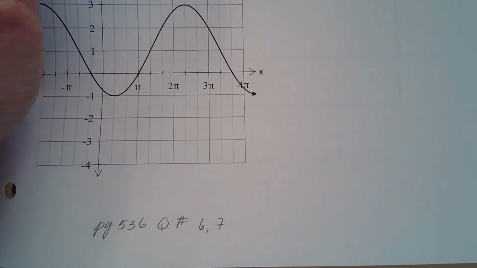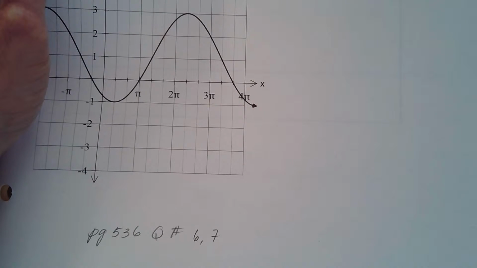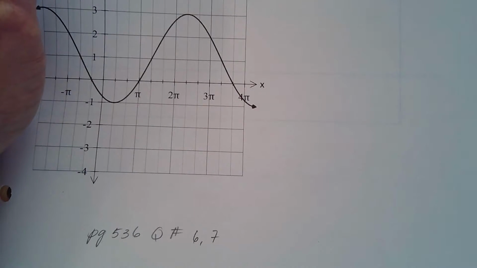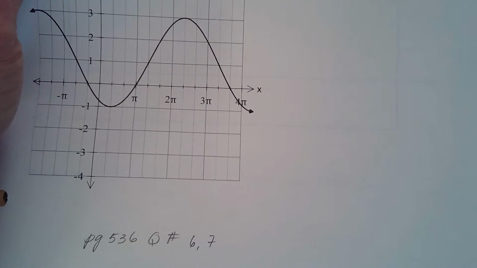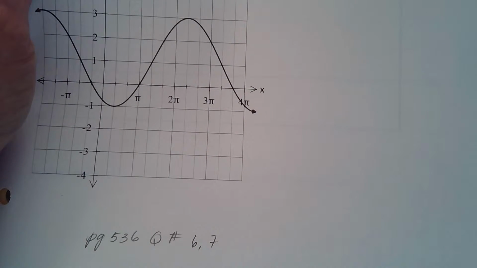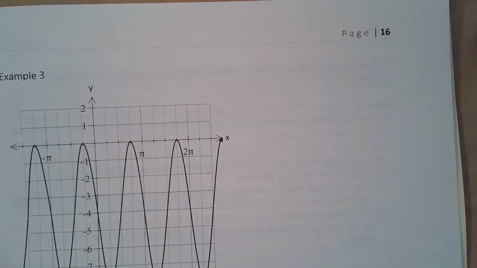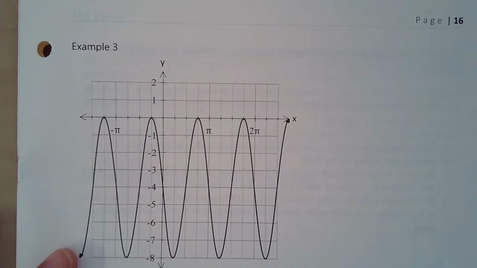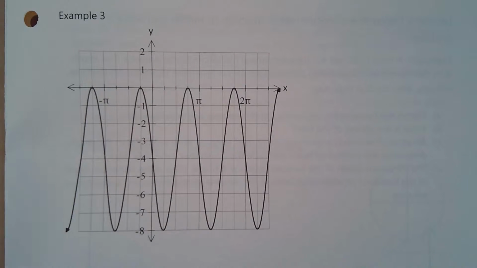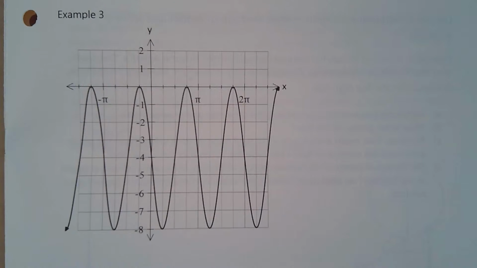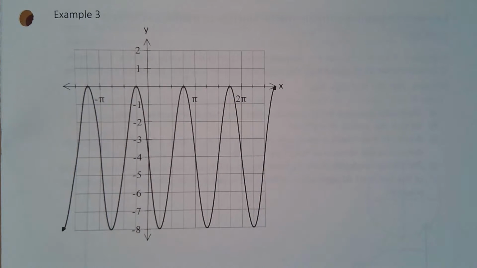At the end of this, we might have some time to at least get started with some practice questions from the book. It's on page 536, questions 6 and 7. So let's just finish up our examples here. At first, it was a challenge, but now we're getting the hang of it. We're understanding this. So let's get started again.